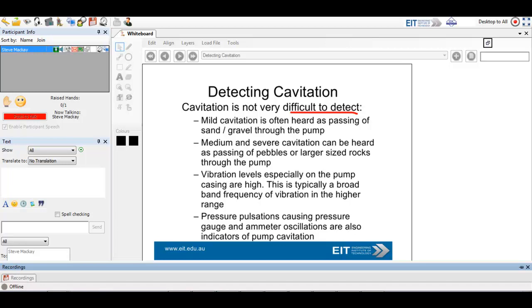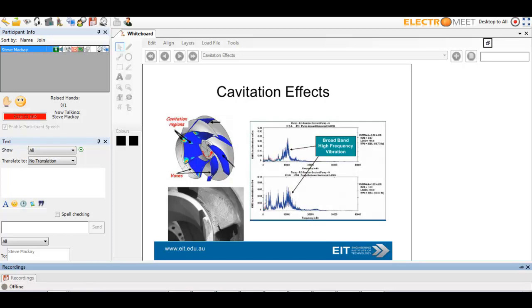It's not very difficult to detect. You can actually often hear it. It sounds like sand or gravel passing through a pump. Or if it's fairly severe, it sounds like large boulders going through your pipe work, and the vibration levels can be extremely high. Other aspects you'll see are pressure pulsations, where you'll see the pressure gauge jumping around, and the current ammeter, you'll see that jiggling around as well, and that often is a representation of cavitation.